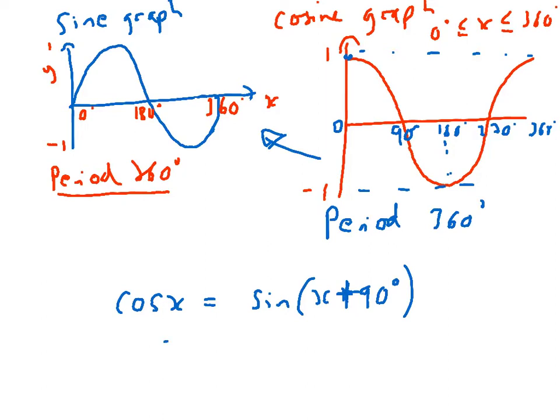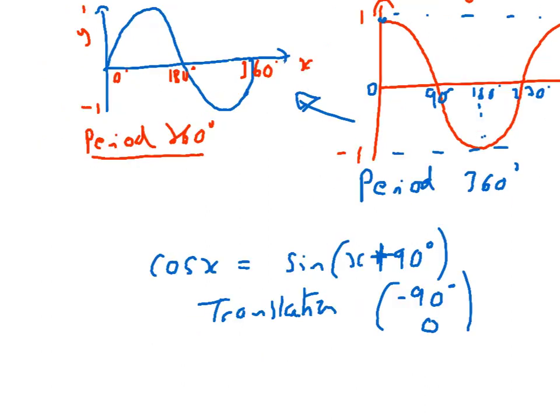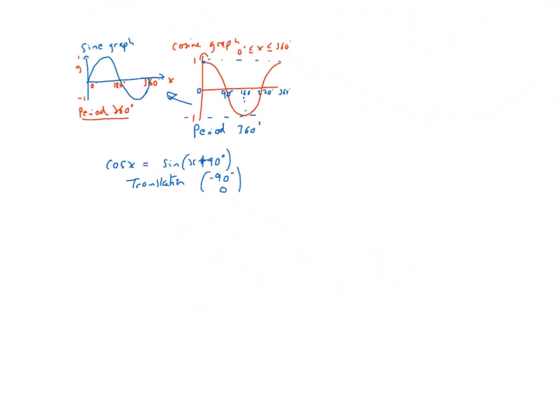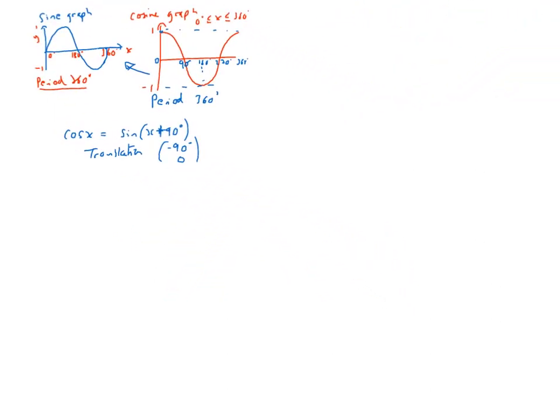It's obviously been a translation by vector minus 90 degrees, 0, of sine. So that's that observation. Absolutely need to know the graphs. And similarly, if I had a half here, you can see in this range there are 2 solutions, exactly the same as sine. There are 2 solutions in this range between 0 and 360.